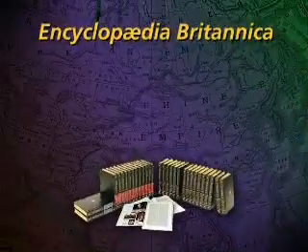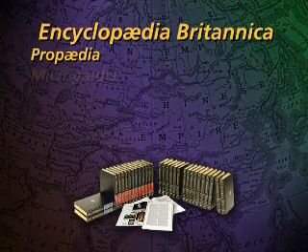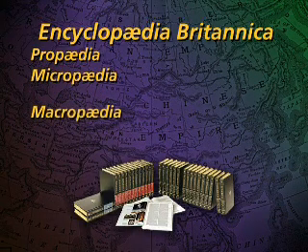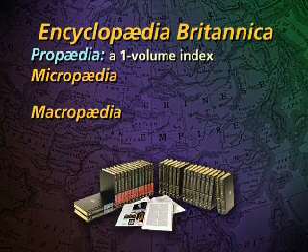But what you need to know about the Encyclopedia Britannica is that it's really divided into three parts. We're talking now about the current 15th edition, which is the one you're likely to find in any library. The three parts are called the Propaedia, the Micropaedia, and the Macropaedia. What do these mean? Well, the Propaedia is a one-volume index to all the rest of the Encyclopedia Britannica, and as we'll see, it's a good place to start your reading.